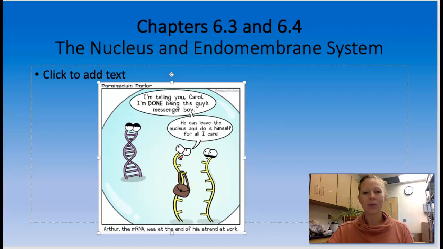Hello. Today we're talking about 6.3 and 6.4, the nucleus and the endomembrane system. This is sort of the meat and potatoes of the central dogma. So remember that DNA, RNA, protein. So we're going to start talking about where the DNA is in the nucleus and how it gets transcribed and translated into a protein. And so the nucleus and the endomembrane system are very key components in this process.